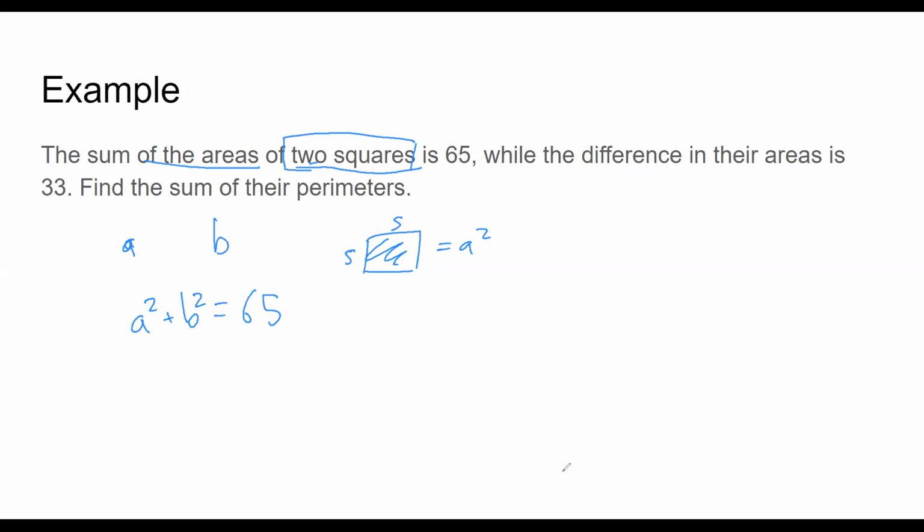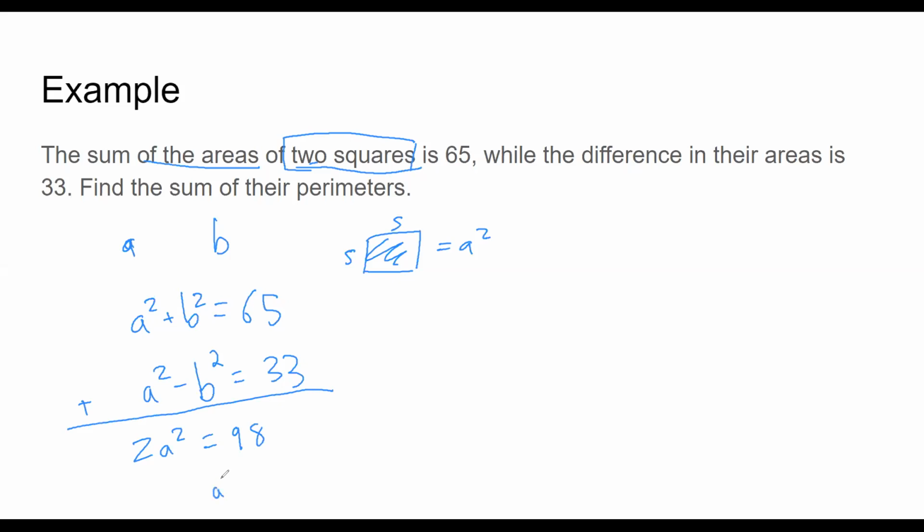Okay, and then let's look at the second statement. The difference in their areas is 33. Well, their areas are a squared and b squared, so we can say a squared minus b squared is equal to 33. Well, we have these two equations now. Does anyone see what we can do to get rid of a variable? Could you add the two equations? Yeah. So if we add these two equations, since we have a plus b squared and a minus b squared here, the b squareds will cancel out. So this gives us 2a squared is equal to 98.